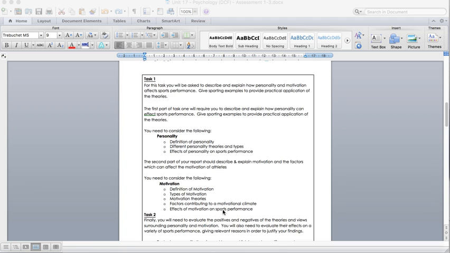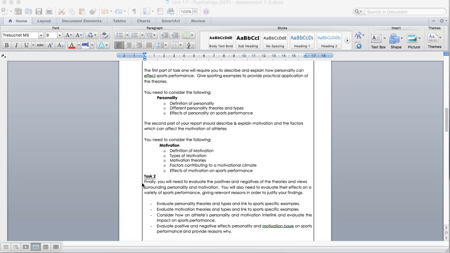We talked about the word target, and you need to apply that. And then effects of motivation on sports performance again. It's describe and explain. Describe being the pass, explanation being the merit, and the merit requires you to apply examples and explain in detail. And then we're looking at the evaluate. So what is the evaluate? Well, evaluate, you need to evaluate the positives and negatives of the theories and views surrounding personality and motivation. You also need to evaluate their effect on sports performance, giving relevant reasons in order to justify your findings.